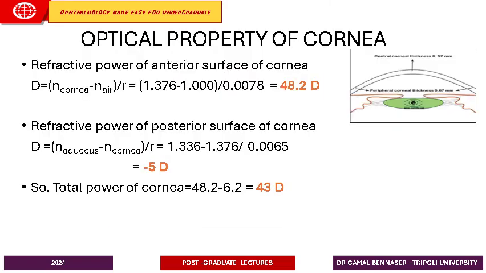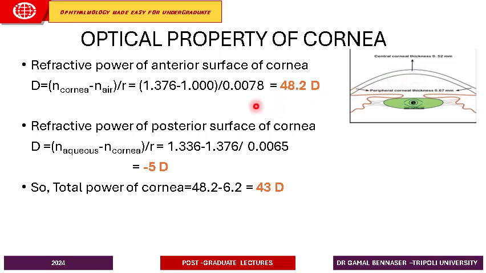Now, when we speak about the dioptric power of the cornea, as I have said before, we have two important determinants for the dioptric power of the cornea: the refractive index as well as the radius of curvature. The cornea has two surfaces. The anterior surface has a specific radius of curvature, and the posterior surface has another radius of curvature. The anterior surface is flatter than the posterior surface. The posterior surface is more curved because it has a smaller radius of curvature.